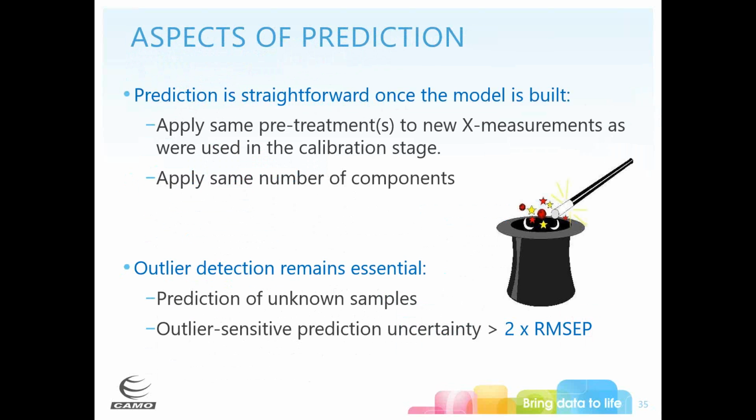If you've done any pre-treatments, they will be applied to any new X measurements when you use the prediction, and it will apply the same number of components. So you need to make sure that your components are set the right way. Now you still have to do some outlier detection when you do your prediction to confirm that your unknown samples are similar to your calibration samples.